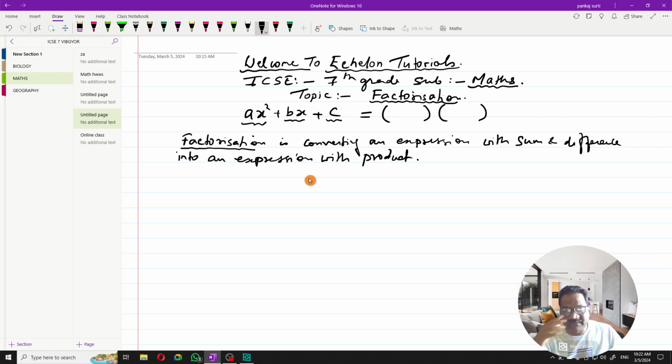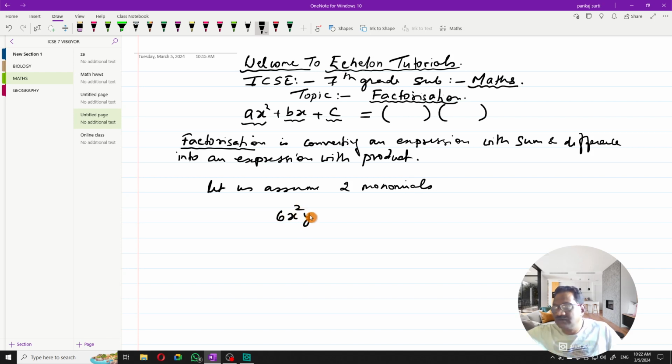So we are going to start with simple things. Okay, suppose I tell you that there are two... Now I'm not giving you an expression, I will just give you two terms. Okay, let us assume two monomials. Okay, monomials means single terms, right? Now let us assume two monomials like say 6x square y cube and 9 x cube y square. Okay, suppose these are two monomials.